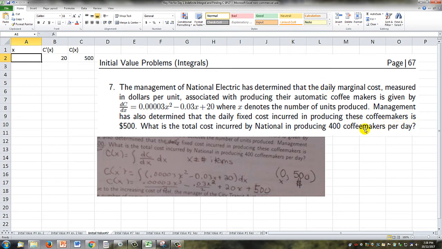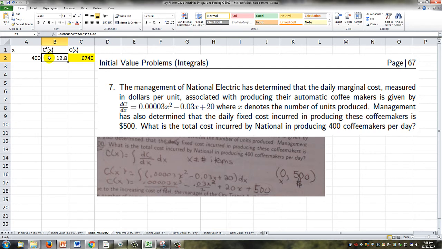This is not a rate of change. We want to know, when we know the number of coffee makers, what's the total cost? If I put 400 here, then the total daily cost is $6,740. But just as a way of review, that derivative, that 12.8, is at 400 coffee makers.